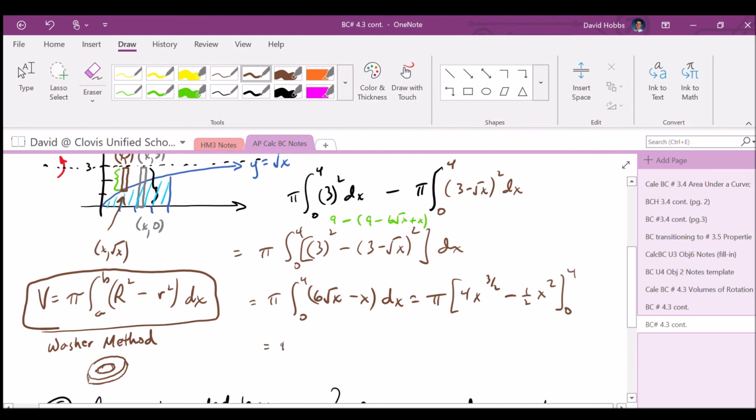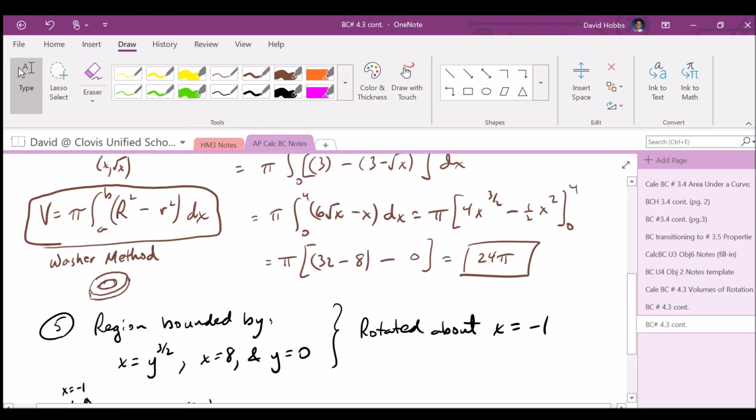So we have pi times, let's see, 4 to the 3/2. The square root of 4 is 2, cubed is 8, times 4 is 32. 4 squared is 16, half of it is 8. And if I plug in zeros, I get 0. 32 minus 8 is 24. This is 24 pi. It doesn't always come out to be a nice whole number like that.